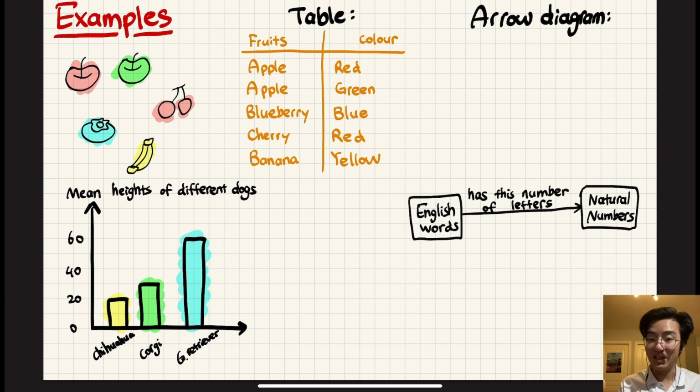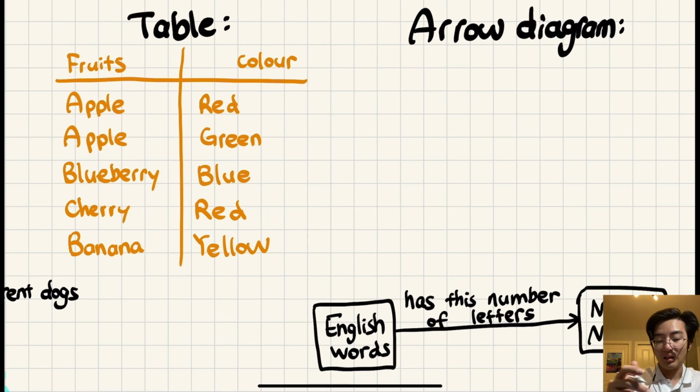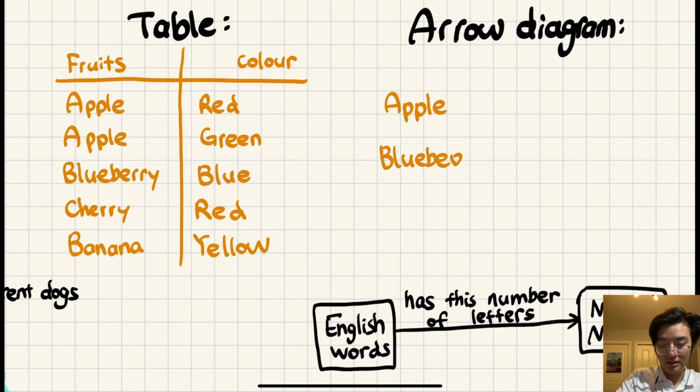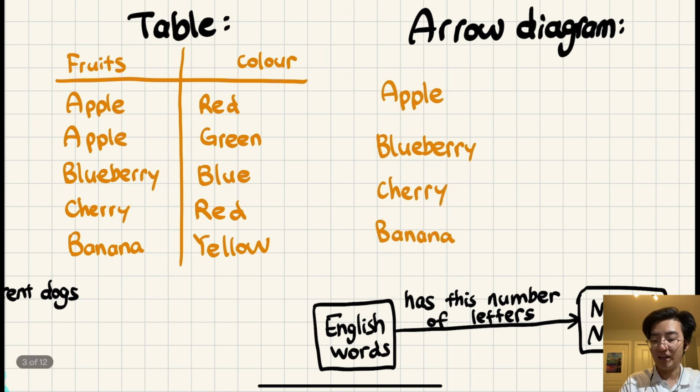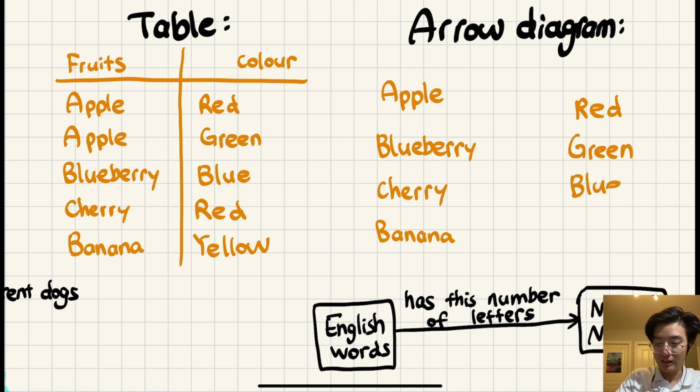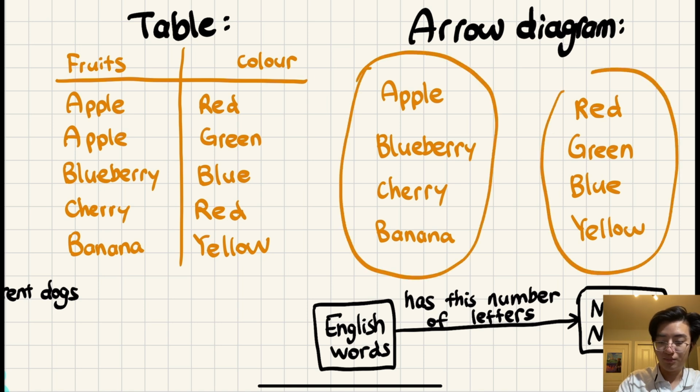Right? And we can also represent that with an arrow diagram as well. On the left, we have apples, blueberries, got cherries, and we got bananas. Right? And next we have the colors. So we have a red, we got a green, we got a blue, and we got a yellow. And then we'll put them into circles. And now to use the arrow diagram, we just point it out, right? So apple relates to the color red. Oops. Relates to the color red.